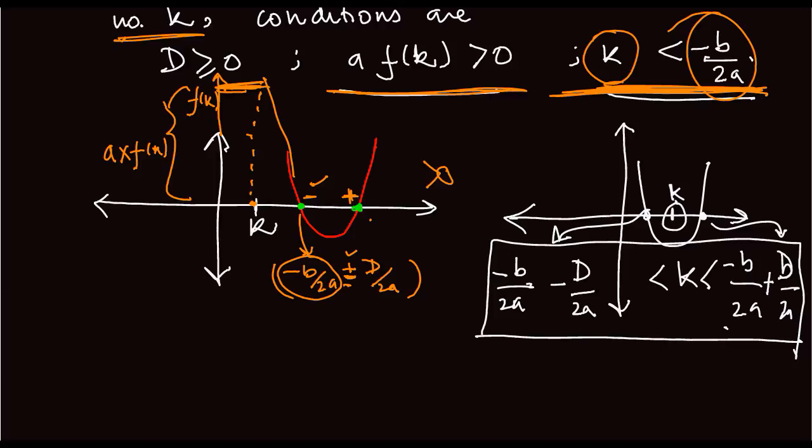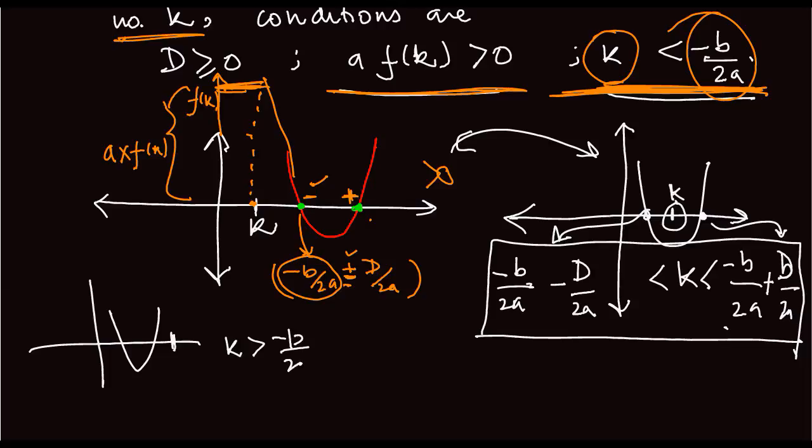This is the condition. Again, a of k is greater than 0 because this is the same graph as this, and d is also greater than or equal to 0. Similarly, you can find for k to be greater than both, then k will be greater than minus b by 2a plus d by 2a, because this point is this. And if k is greater than these two, then this will be greater than both of the roots. Or you can say both roots will be less than this quantity k comma 0.